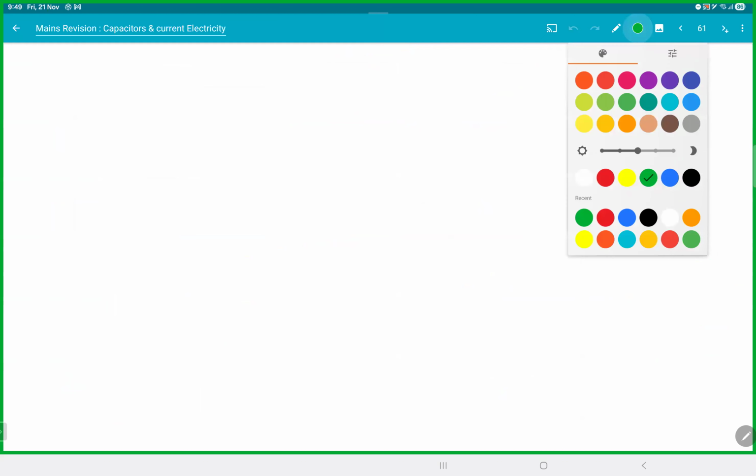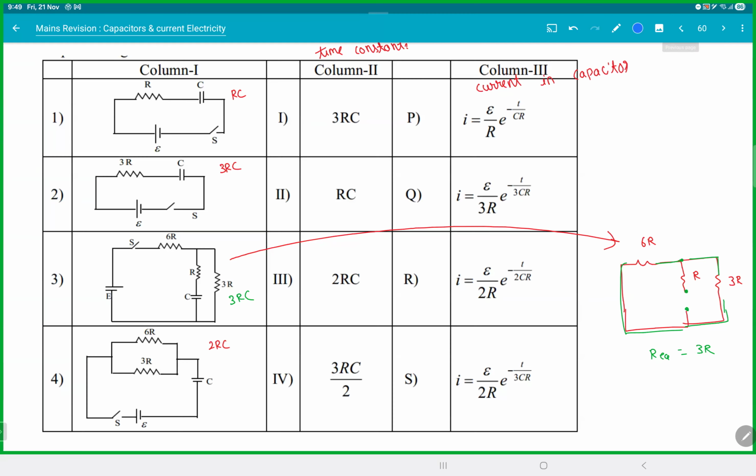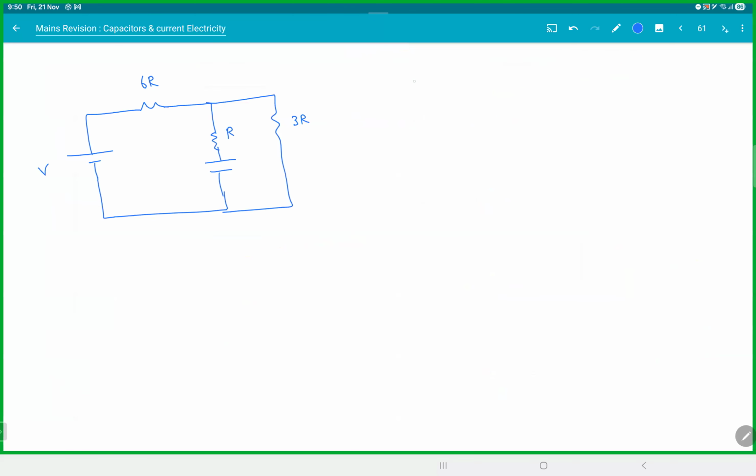Let's do the third one though. For the third one, 6R, R, and C. This is 3R, 6R, and voltage. Perfect. Now, at t is equal to 0, charge is 0. At t infinity, how will the circuit look like? At t infinity, capacitor becomes fully charged, so there will be no current in that branch. This is how the circuit will look.